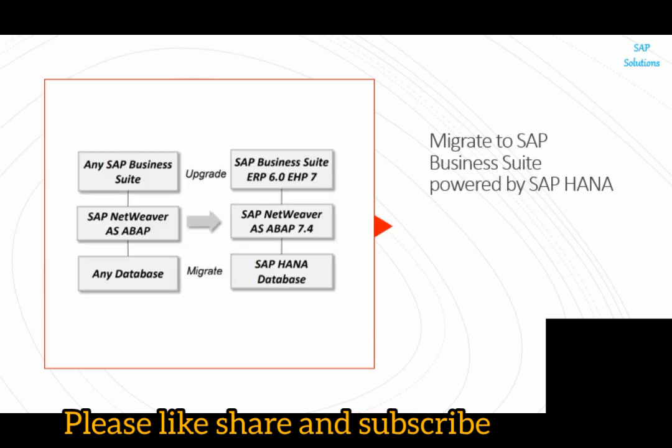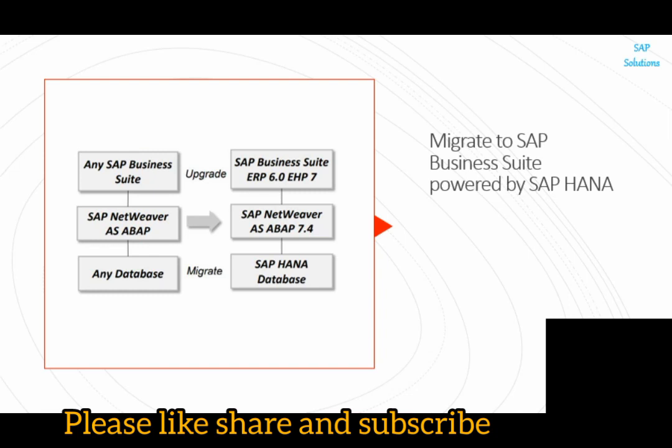Here this is the landscape. That landscape consists of any SAP Business Suite that we can upgrade to SAP Business Suite ERP 6.0 or EHP 7. Then coming to SAP NetWeaver AS ABAP, where we are doing the front end code, the next upgrade version is SAP NetWeaver AS ABAP 7.4. Then we are using any database, and that database is migrated to SAP HANA database.